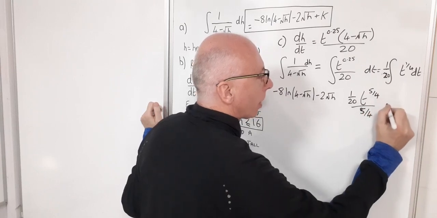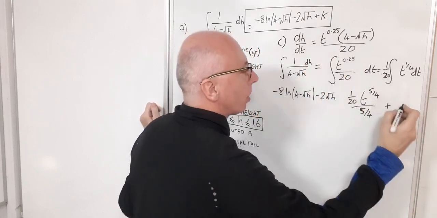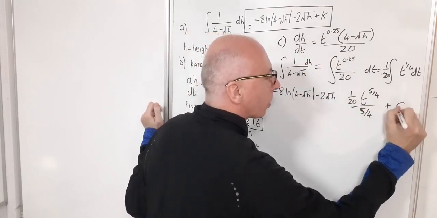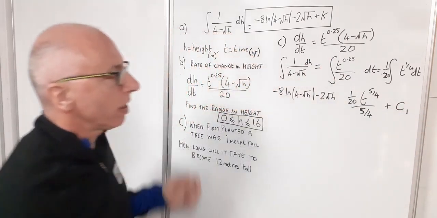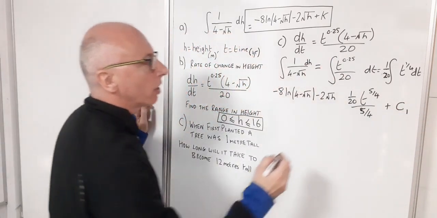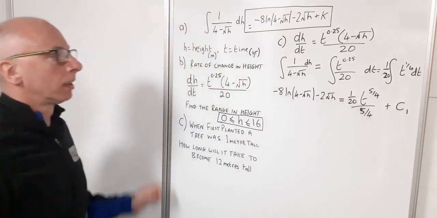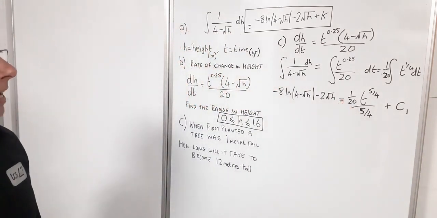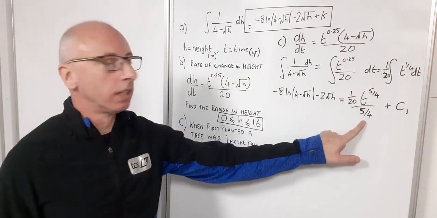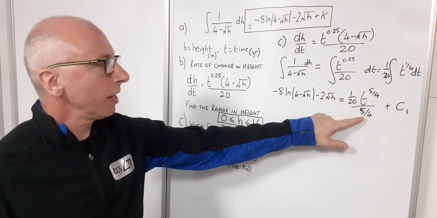That's what we need to do, and then we add our constant of integration, which I'm now going to put as plus c1. So that's our new integral of constant of integration. So that equals that. Okay, now what have we got here? Well, we need to simplify this a little bit.